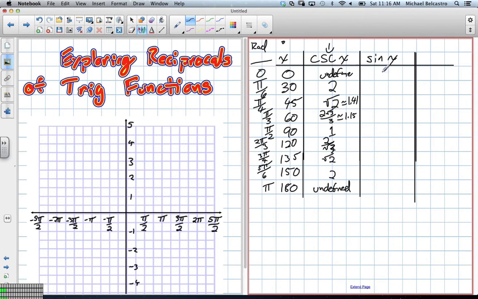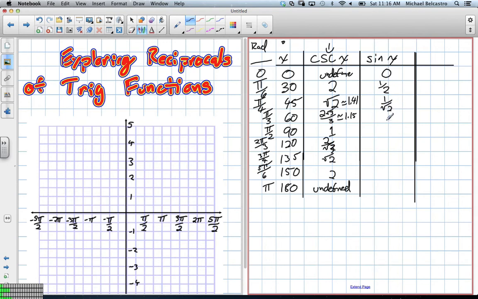Now the one we do technically know very well is our sine x, right? So when x is 0, sine x is what? 0. Yeah. What about when it's 30? What does it give us? A half. When we're at pi over 4 or 45 degrees? 1 over root 2.